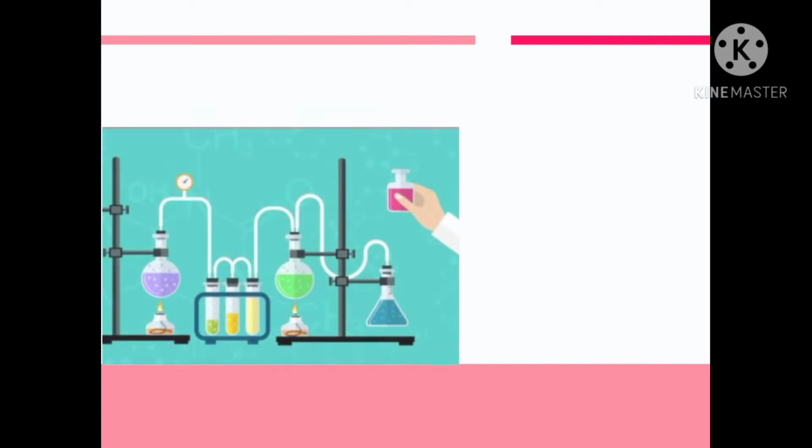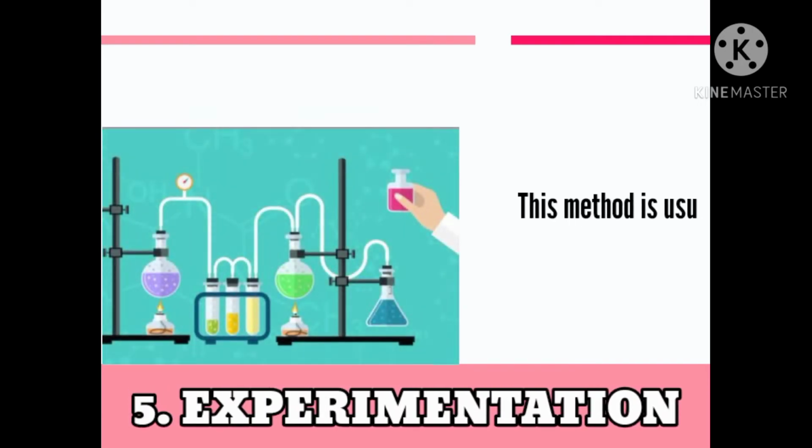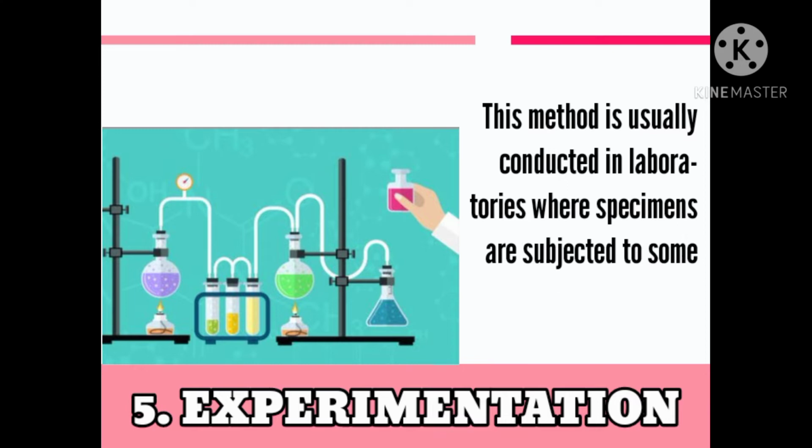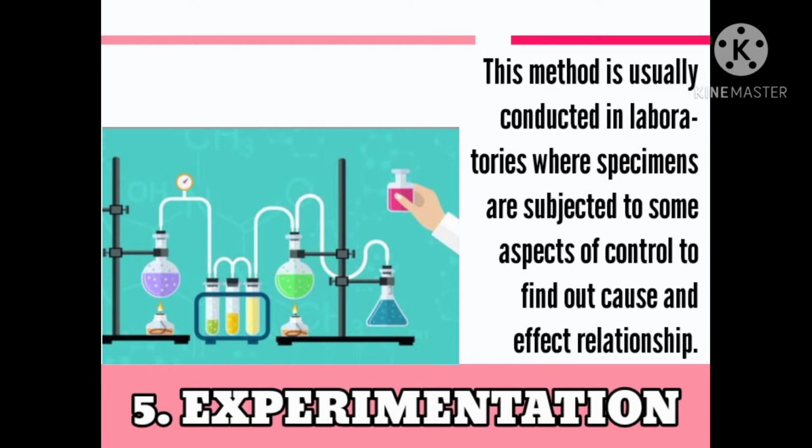The fifth method of data collection is experimentation. This method is usually conducted in laboratories where specimens are subjected to some aspects of control to find out cause and effect relationships. An experiment is a controlled study in which the researcher attempts to understand cause and effect relationships. The study is controlled in a sense that the researcher controls how the subjects are assigned to groups and which treatments each group receives.